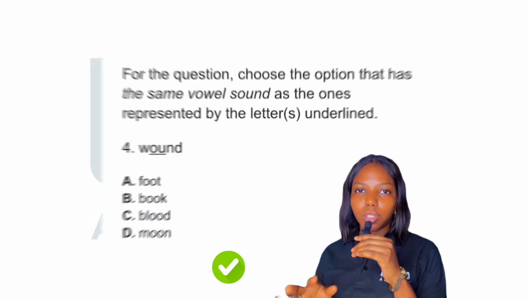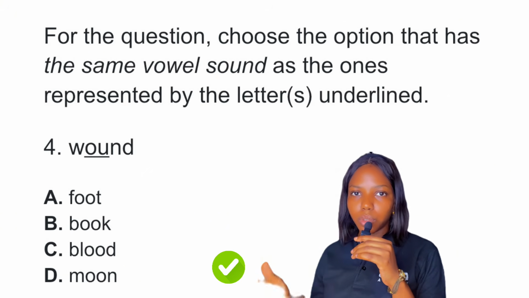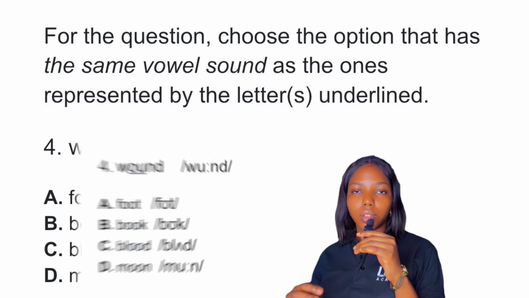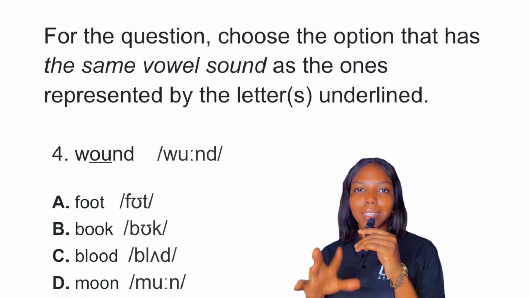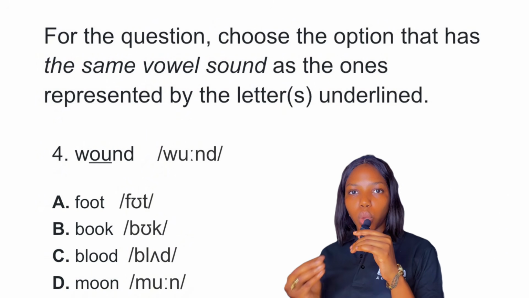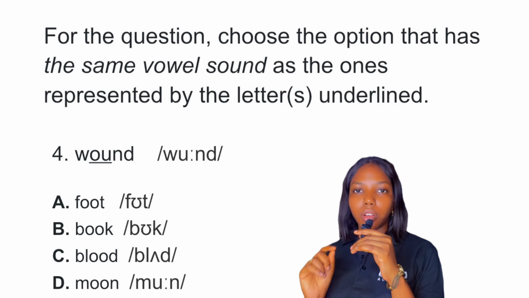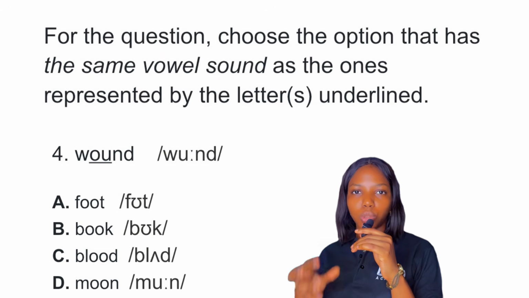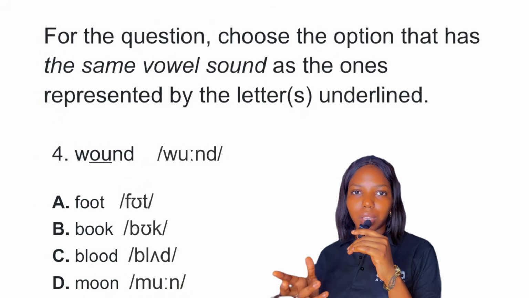Here is another question on that vowel sound and the given word is wound. Okay, letter O is on the line and this is the long oo sound. Okay, so we are looking for the long vowel sound. Okay, option A, we have foot. This has the short vowel sound. Okay, option B, book. This also has the short vowel sound.